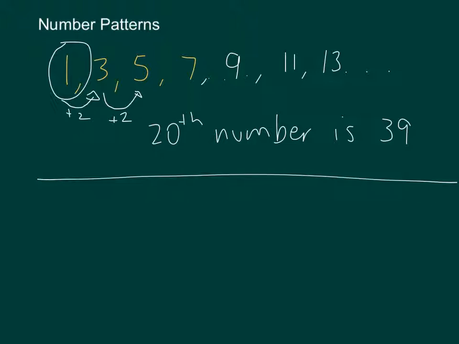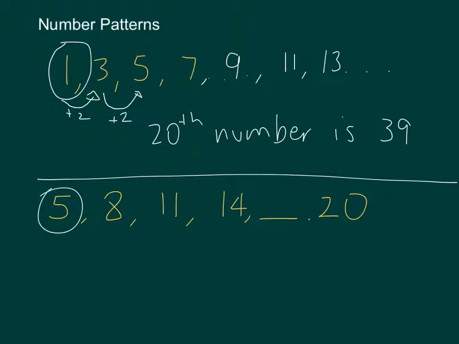Let's look at another one. Let's say I've got 5, then I've got 8, I've got 11, I've got 14, I've got a space, and then I've got 20. Alright, well, let's see what our number pattern is here. It starts at 5, and then it goes up by 3 each time. Our common difference is 3, so our gap here is going to be 17.